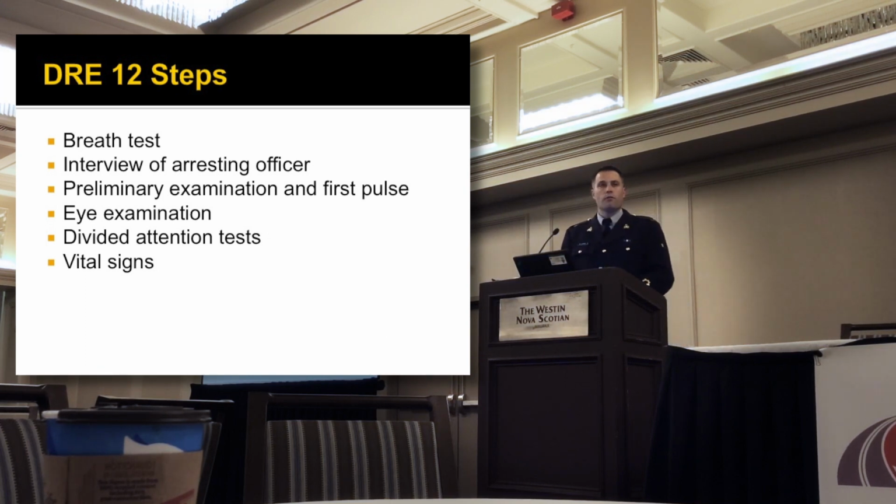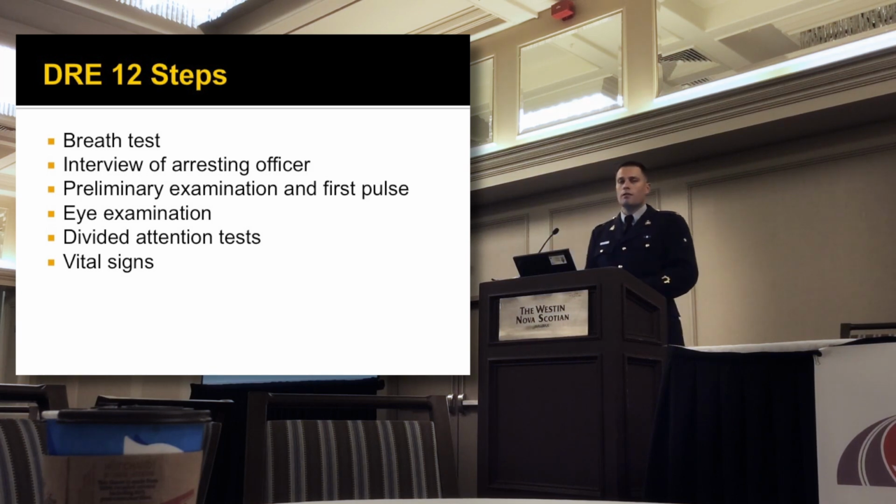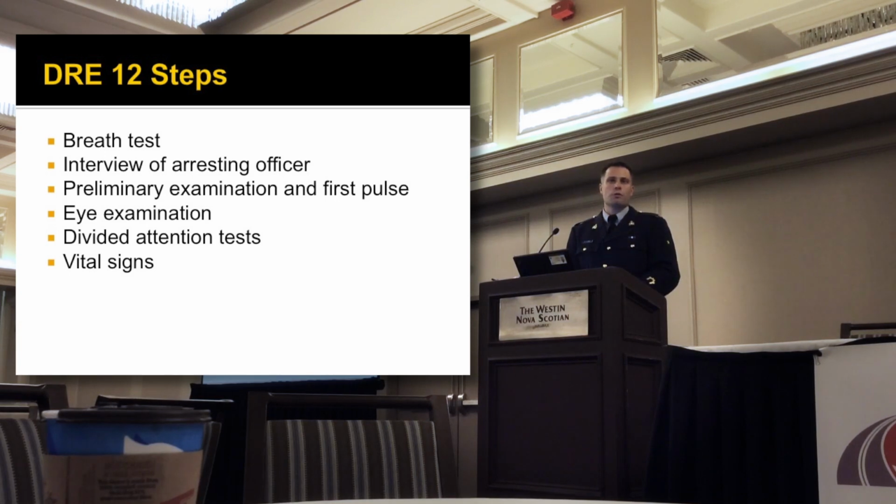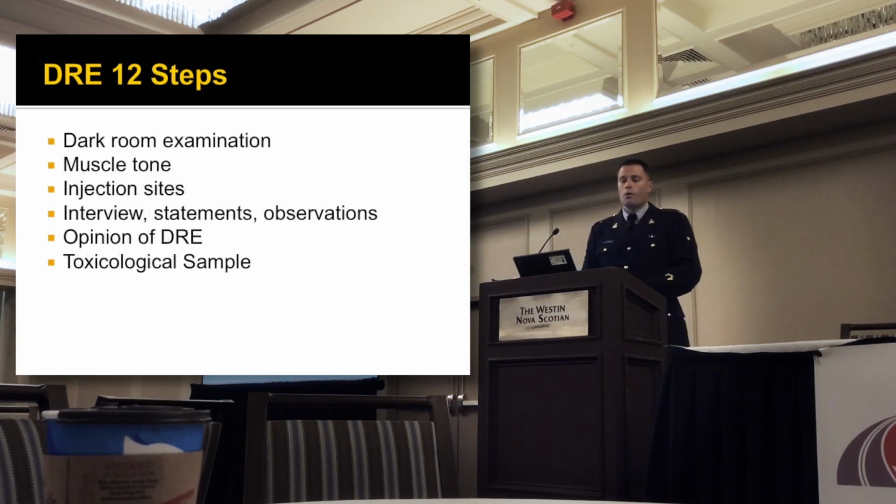We also then check for vital signs. Different categories of drugs produce different vital signs within the body. For example, central nervous system stimulants tend to elevate pulse rate and blood pressure, where the reverse is true with central nervous system depressants. We conduct a darkroom evaluation, which looks at pupil size. Different drug categories will exhibit different symptomology.